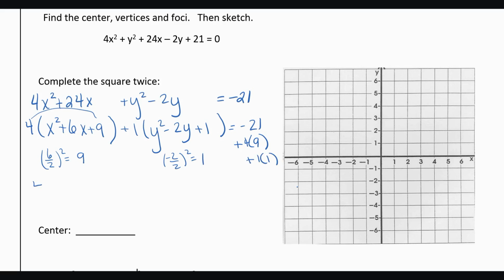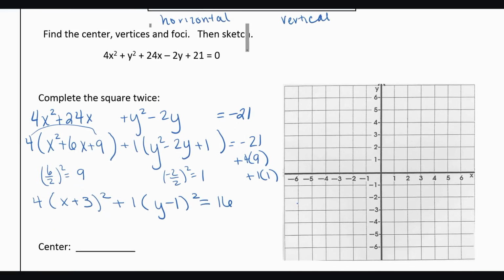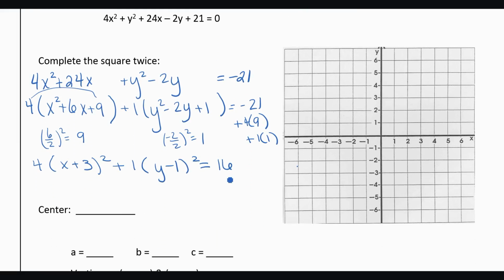So this will be 4. This will factor as 4 times x plus 3 squared plus 1 times y minus 1 squared equals, so if we take negative 21 plus 4 times 9 plus 1 times 1, we're going to get 16. Now, it's important to notice that for an ellipse, if we go back up here, on the right-hand side we always have 1. So we need to divide so that on this side, the 16 is a 1. So we're going to divide every term by 16.